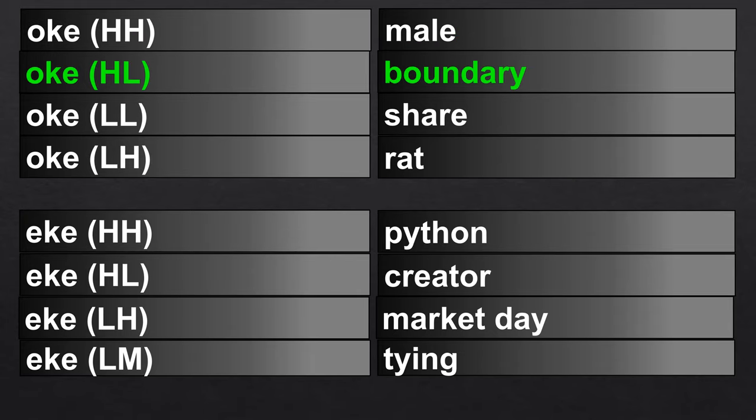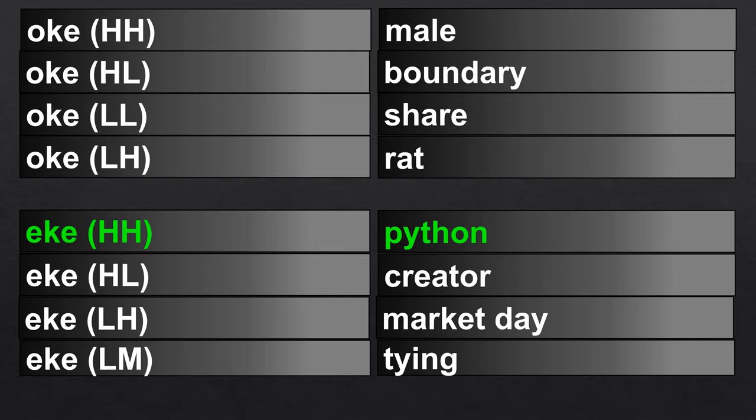When you want to say boundary, which is ọkụ, it is high, low. So you use HL to indicate that the first is high and the second is low. Okay, boundary. Okay, share, that's portion, is low, low. Okay is low, high, that's rat.